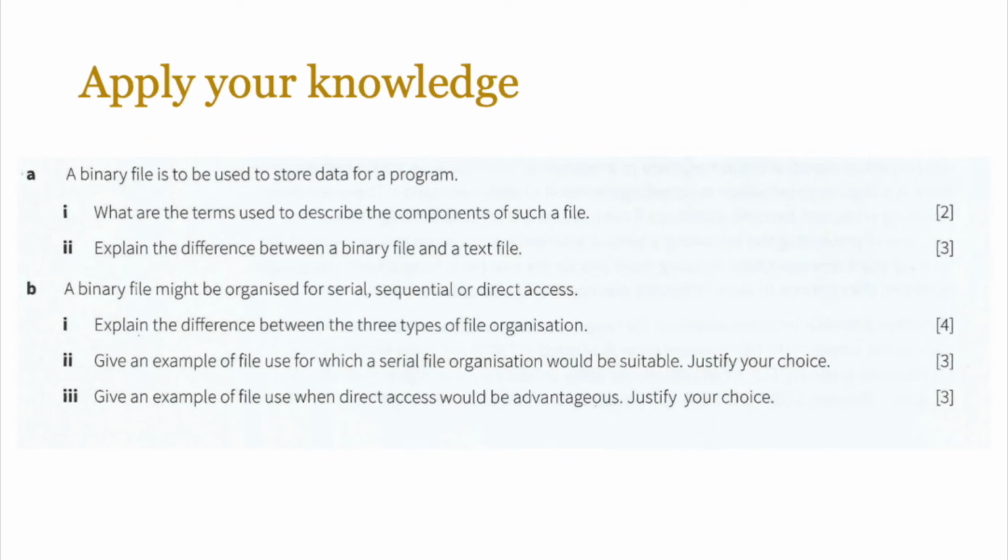An example of a file used when direct access would be advantageous, and again, that's something you could pick up when you want to search for something. You don't want to go through every single record to find what you want. You want to directly go to the record you're looking for. So again, a suitable example you can do and justify your choice accordingly.